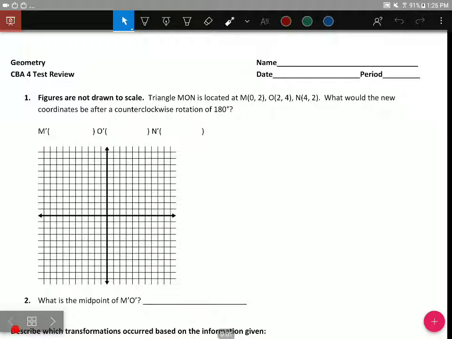All right, here we go. This is review for the transformations and congruent triangles test. So here we go. Figures not drawn to scale. Triangle MON is located at this point, this point, this point. What would the new coordinates be after the counterclockwise rotation of 180?